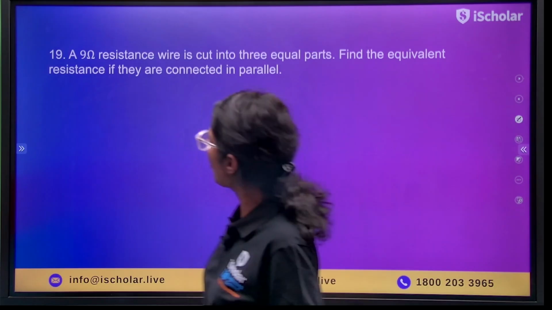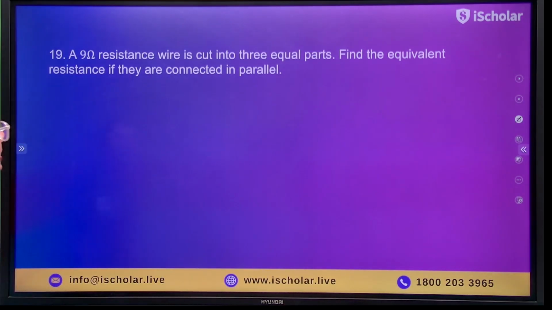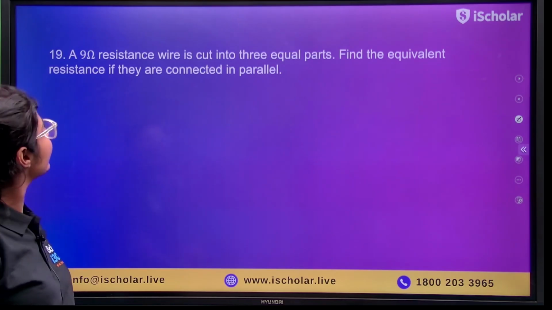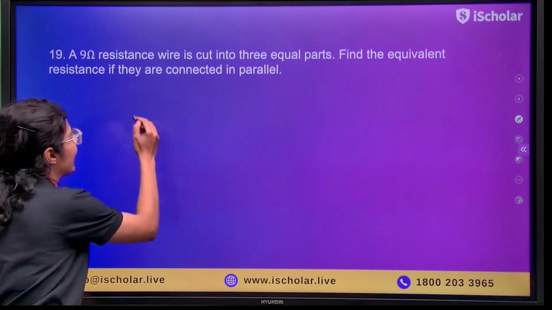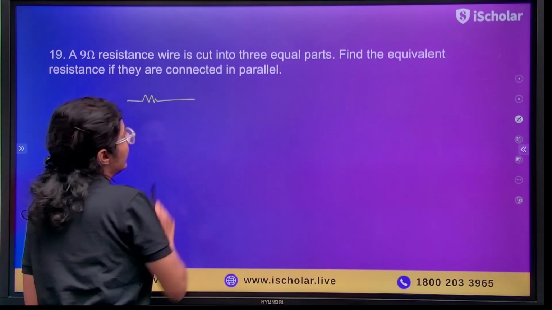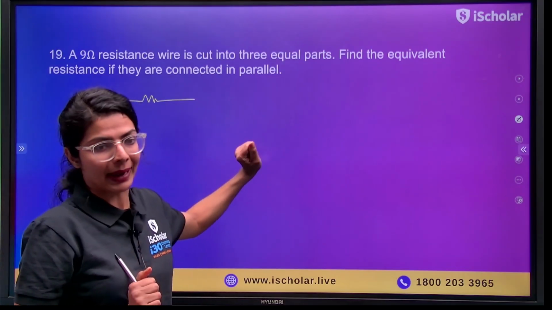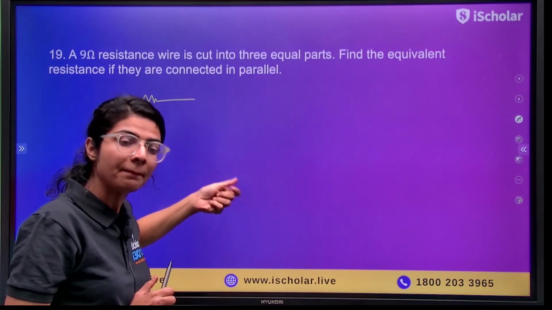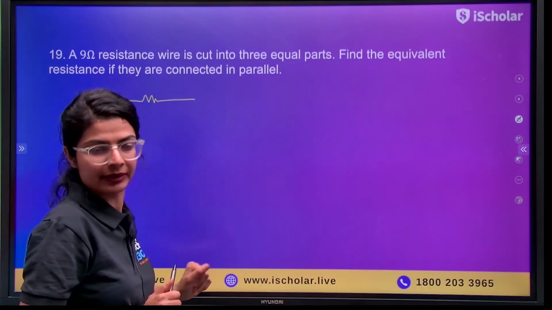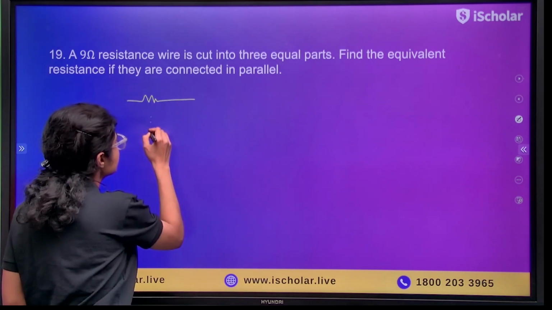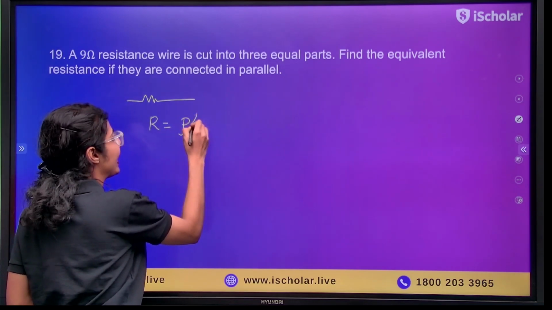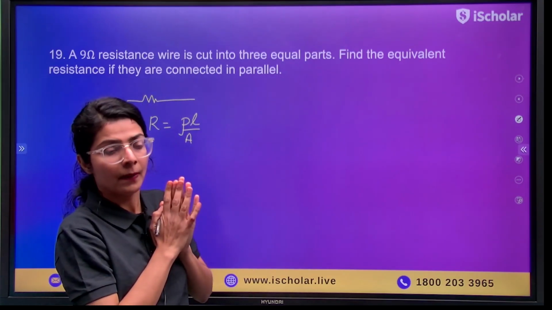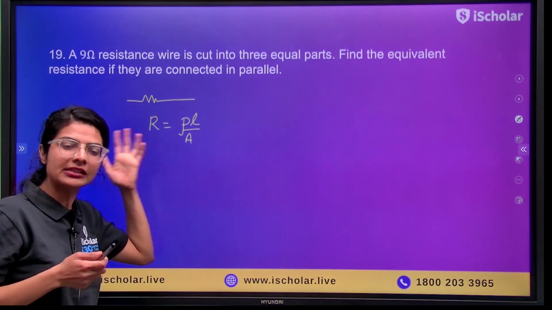Next is a 9 ohm resistance wire is cut into 3 equal parts. Find the resistance if they are connected in parallel. Okay, so we have 9 ohm resistance. Now it is cut into 3 equal parts. This question is different from the questions we have discussed previously. Why? The resistance over here is rho L by A. This time, we are cutting the wire, making sure that no other parameter is being changed.